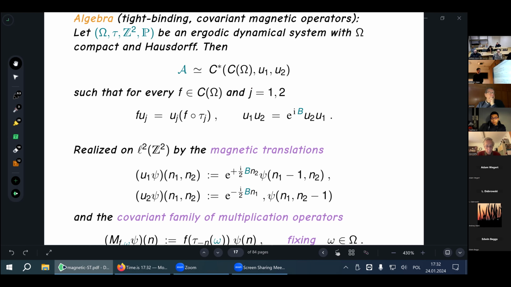Then, just a concrete representation of my algebra. First of all, the two unitaries are nothing more than the magnetic translations on L2 of Z2. I'm translating in the two coordinates and I am adding a phase, which is the magnetic phase. So it smells like a non-commutative torus. Yes, it is a non-commutative torus modulo the fact that I have something more, I have the presence of the disorder.